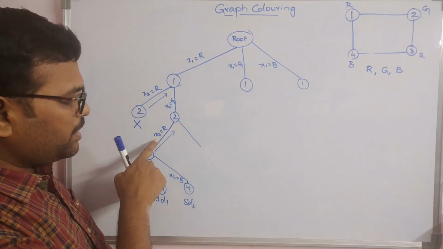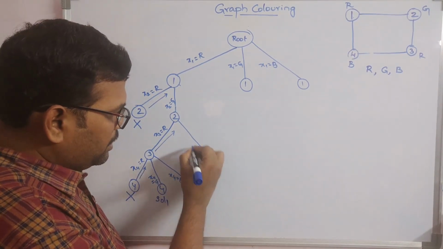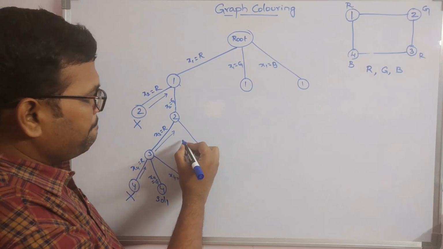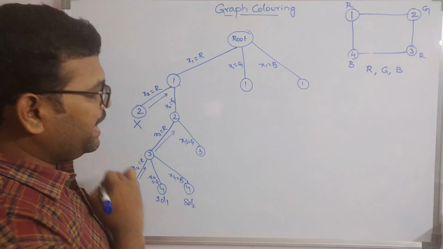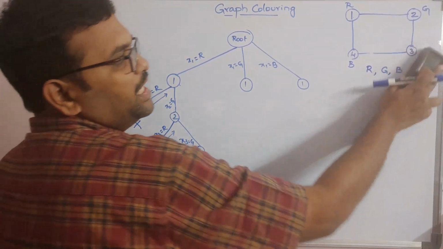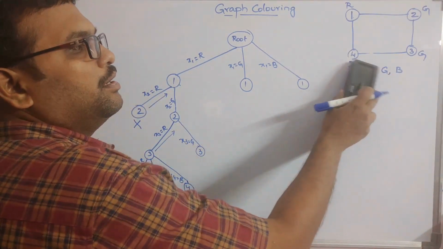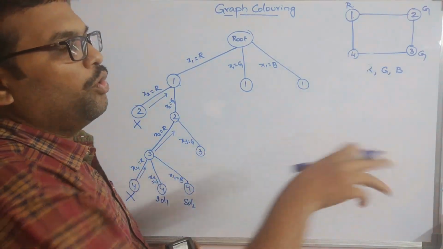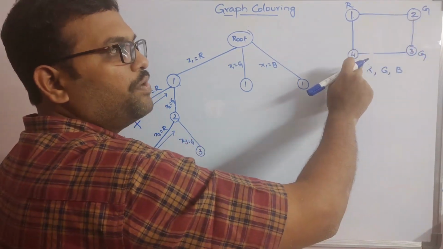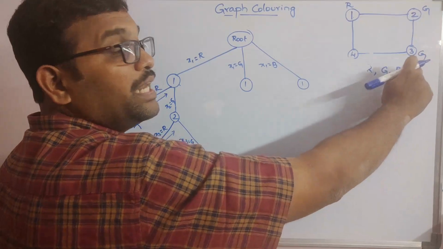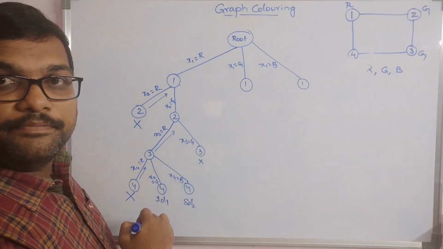So 2 is filled with green and we have proceeded. Now, 3 is filled with green. Let us take 3 is filled with green, the next possibility. So is it feasible? No, because 3 has the adjacent regions 4 and 2. 4 is not filled so far and 2 is filled with green. So 3 can't be filled with green. So this is not feasible.